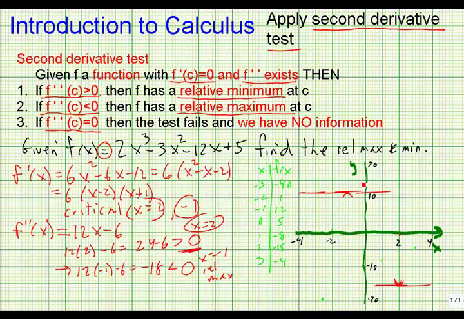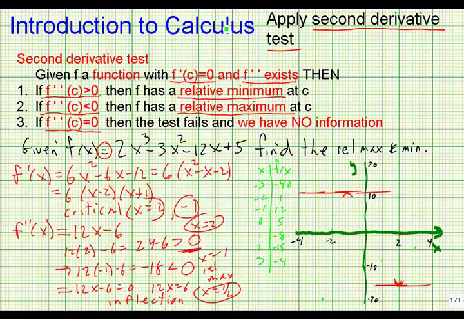One last piece of information, let's see if we can find the point of inflection. We take 12x minus 6, set it equals 0, 12x equals 6, so x equals 1/2 will be in fact our point of inflection where the concavity changes.